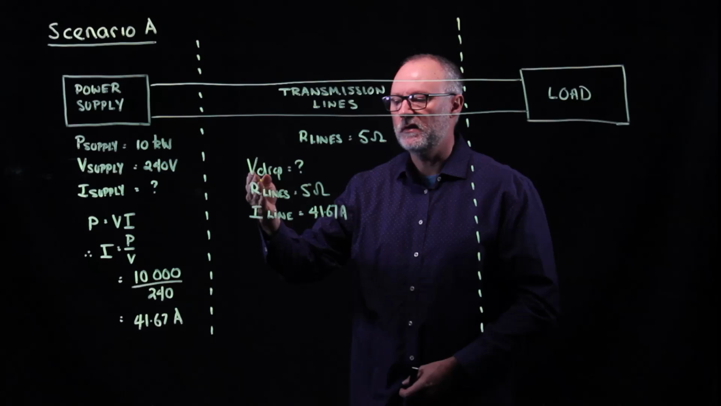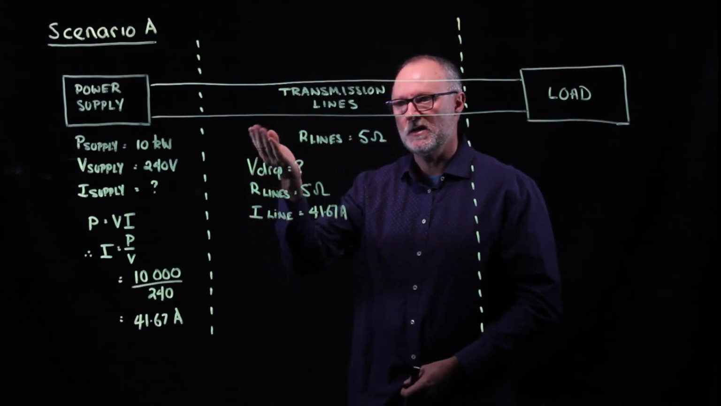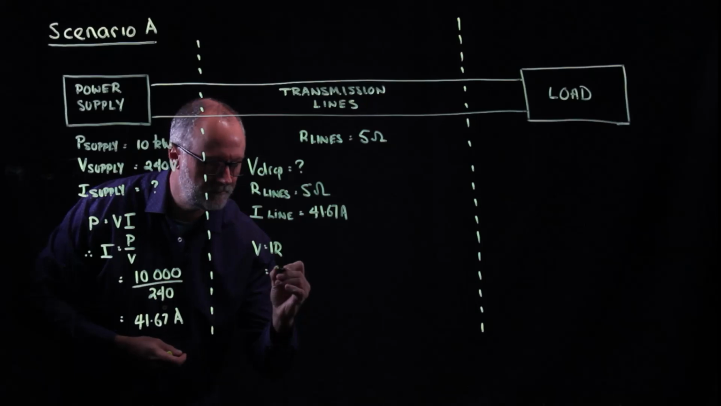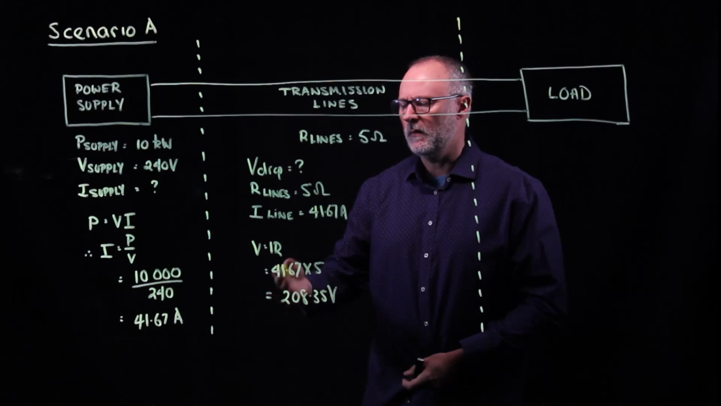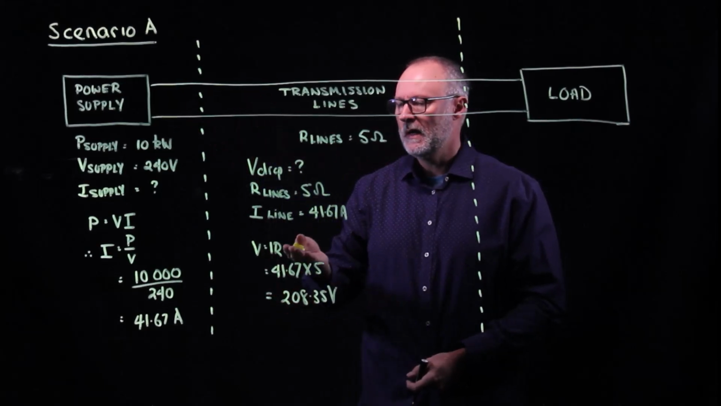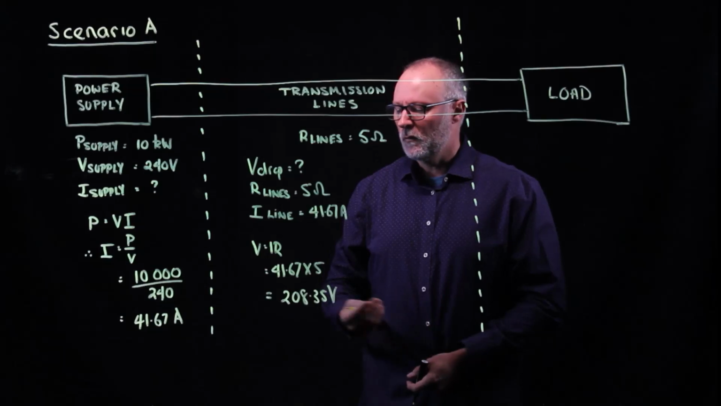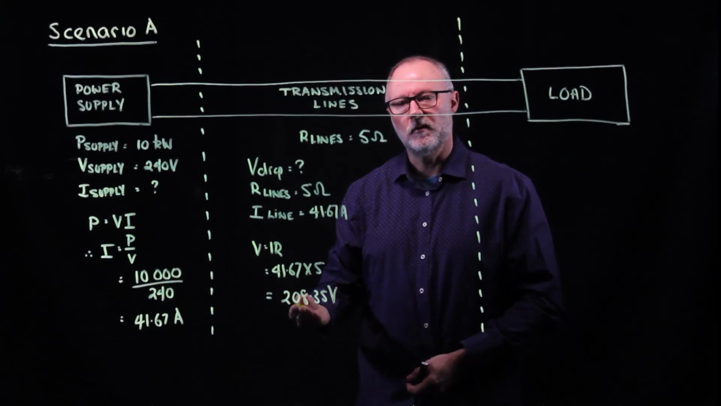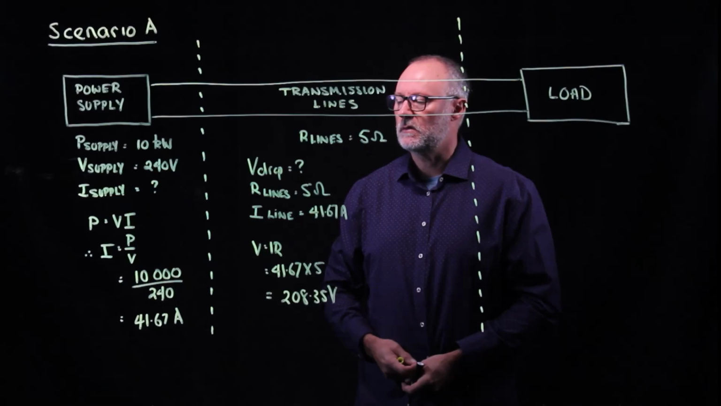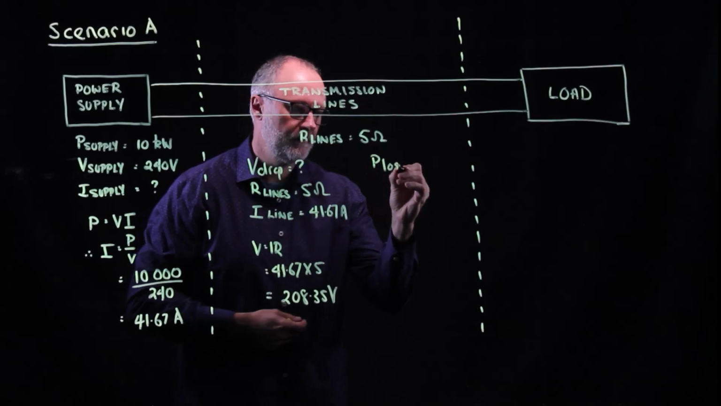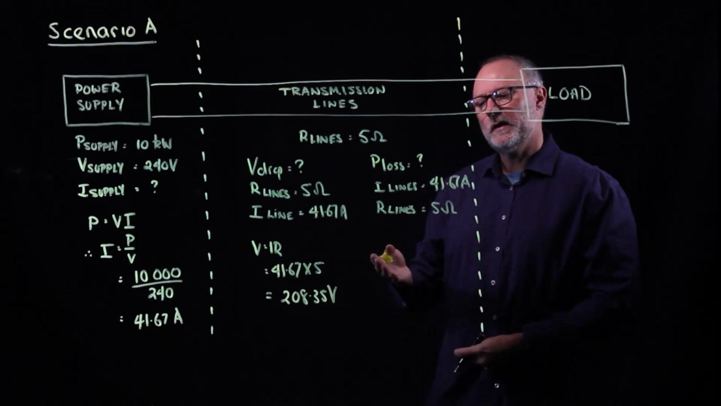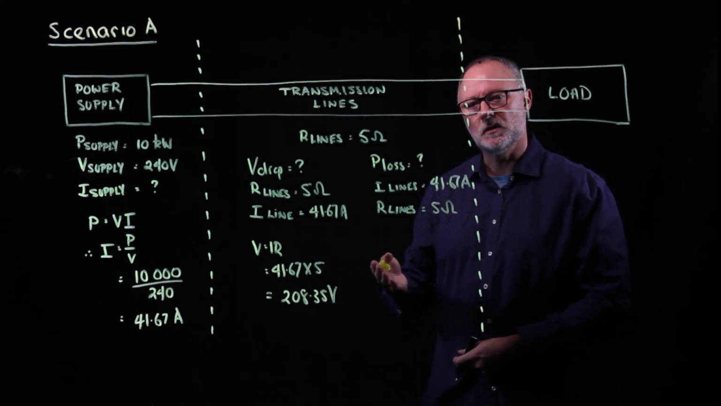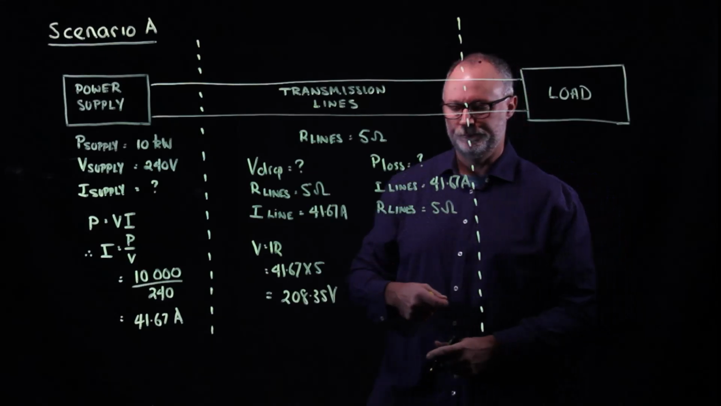Now we can use just a simple V equals IR to work out the voltage drop in the transmission lines. So using Ohm's law of V equals IR, where I is the current running through the transmission lines and R is the resistance of the transmission lines, we end up with a voltage drop of 208.35 volts. Our next question asks us to work out what is the power loss in the transmission lines. Now the equation we use to work out the power loss in the transmission line is P equals I squared R.